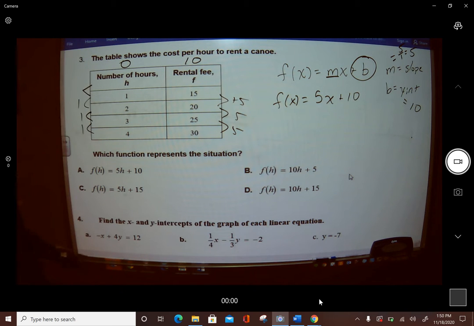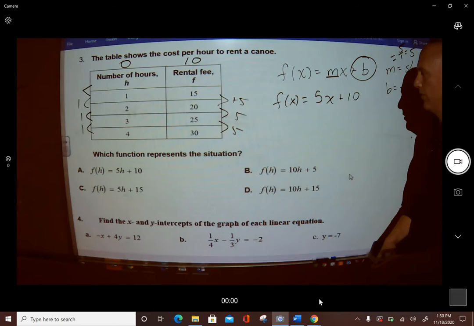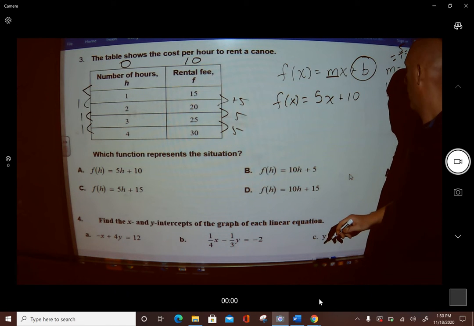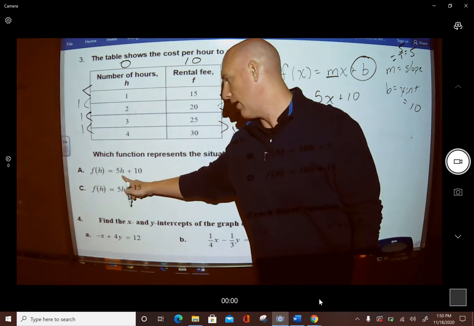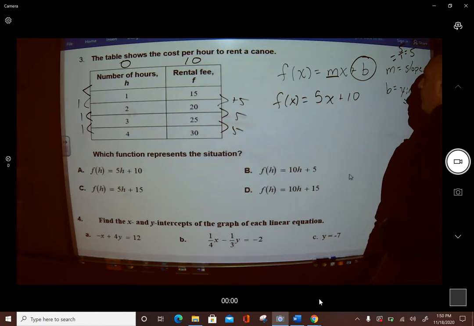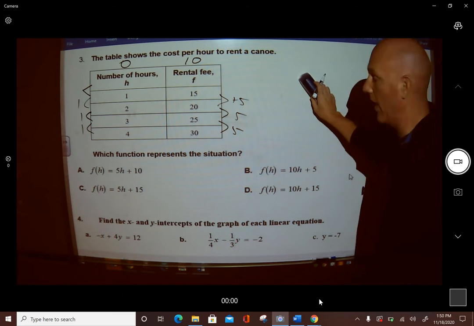Now, let's say you were stuck on a test and you forgot all this, and you didn't know how to do it. So we know that our answer right now is A, 5h plus 10. Sorry, I did mine in f of x. I should have done it in f of h. I apologize.